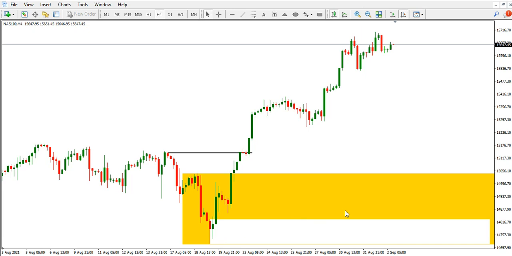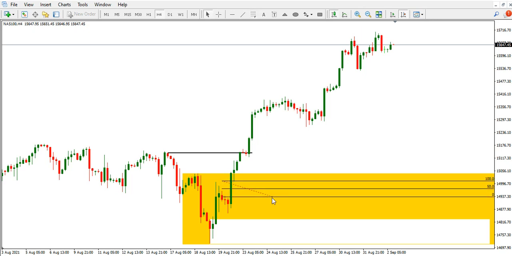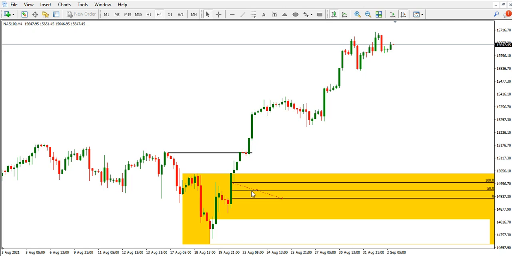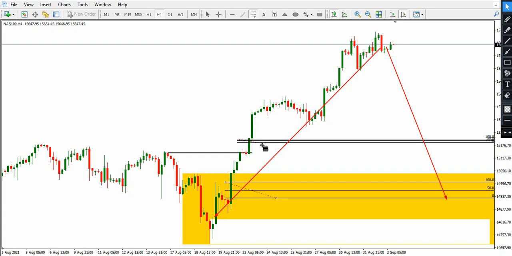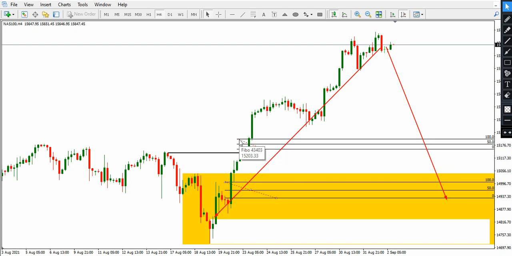Okay, so again, as we go up, we see another imbalance here. Here we see another imbalance, which price must come down and fill, and then again price must come and fill this imbalance here. Okay, and then after that, if we pull our Fibonacci again, we have another imbalance here, of which we expect price to come down and fill it.